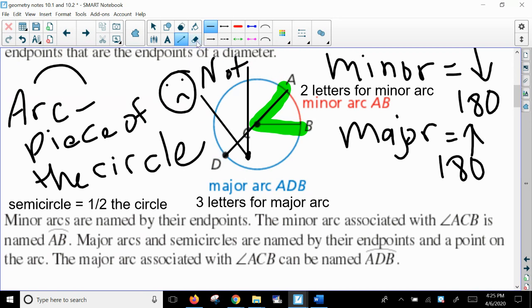So see all this right here? Let me use my little highlighter. Pow, pow. All of this is a semicircle. And then down here, all of that is a semicircle. See that? So that's 180, 180. Now, if it's less than a half a circle, it's a minor arc. And if it's more than a half circle, it's a major arc. Major arcs, you got to name it with 3 letters. Minor arcs, you got to name it with 2 letters.